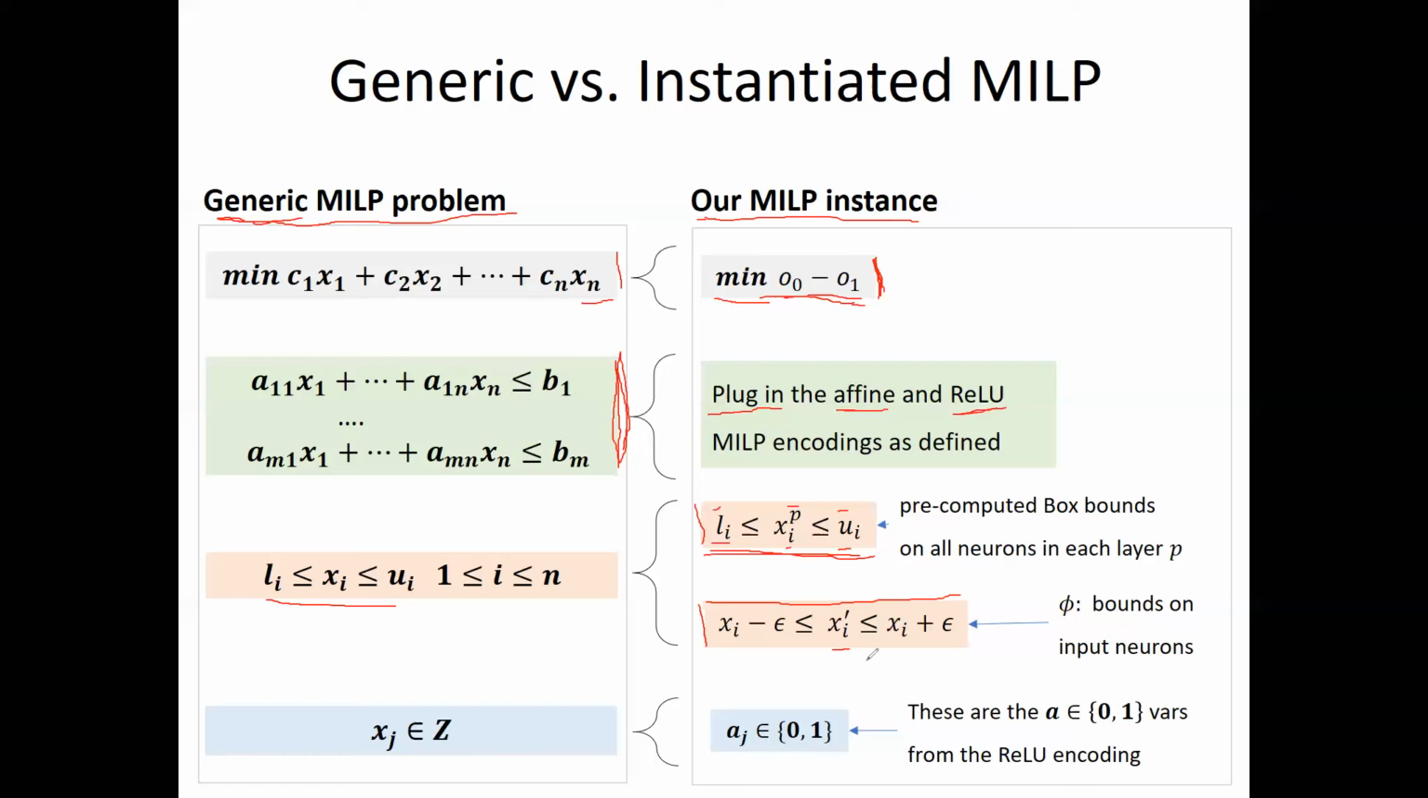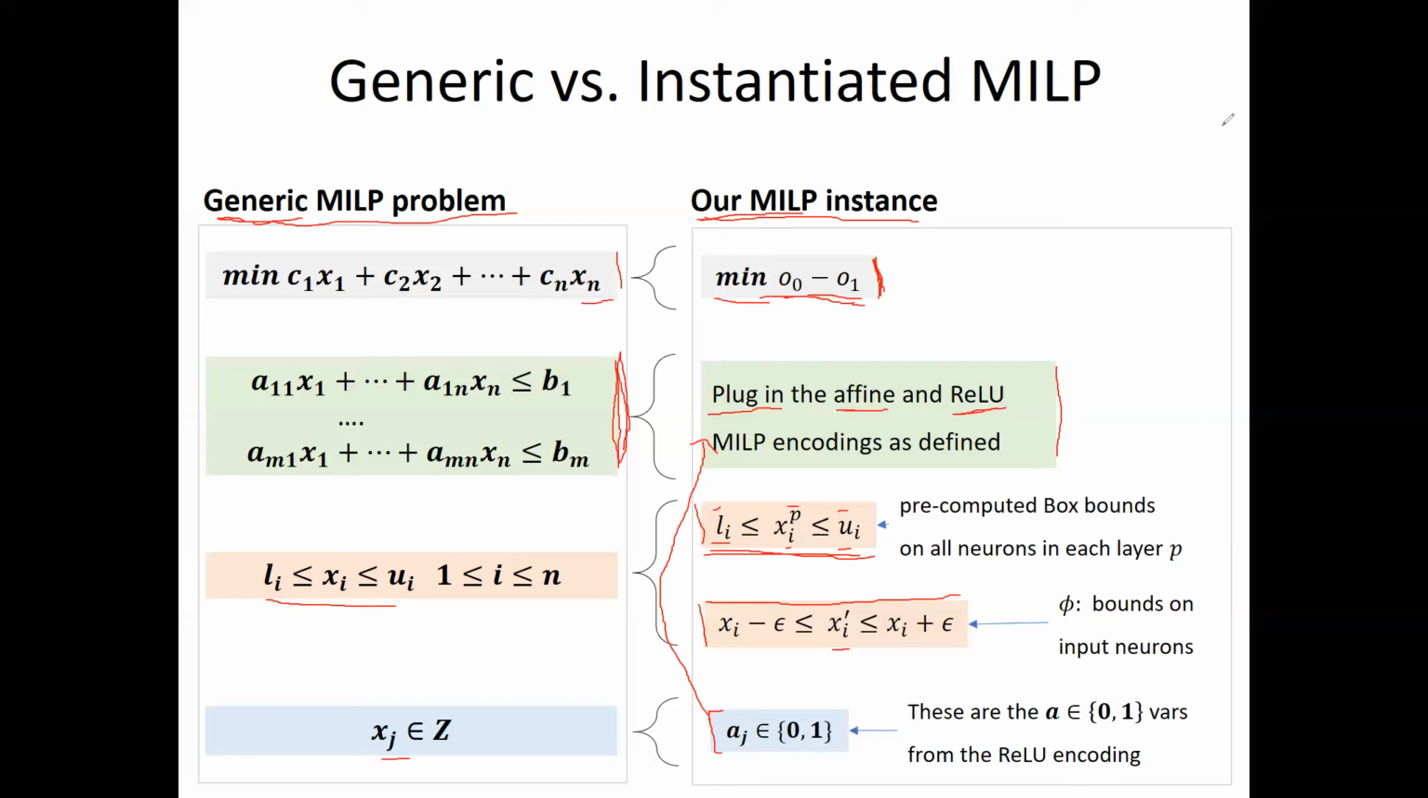And finally, we would have our integer variables, right? This xj here, and the aij, would be our integer variables, and these are used in our ReLU encoding. They would be used over here in this encoding. You'd get the aj's as we saw before. So on your left is your generic statement, and on the right is how you encode your MILP instance. This is how the structure looks. I hope that this is clear. And here we would plug in the encodings that we already saw before.